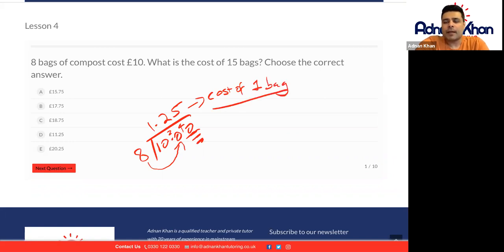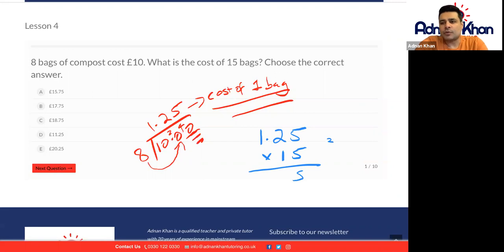Okay, now we need to find out the cost of 15 bags. So we will just do £1.25 multiplied by 15 bags. So let's work this out. So 5 times 5 is 25. 2 is carried over. 5 times 2 is 10.